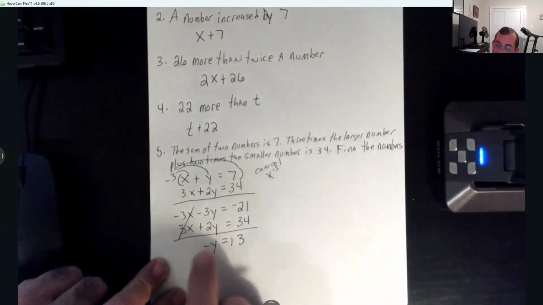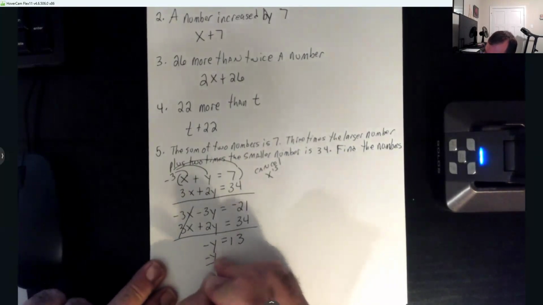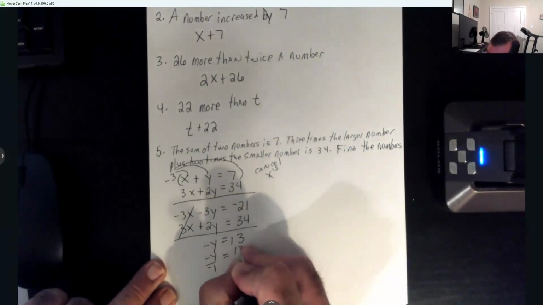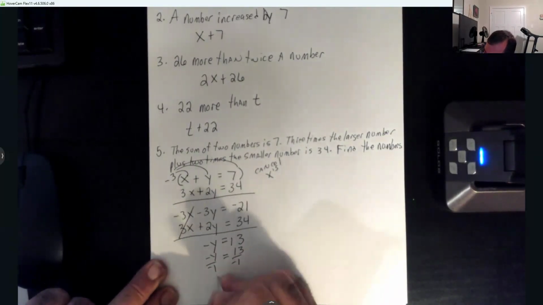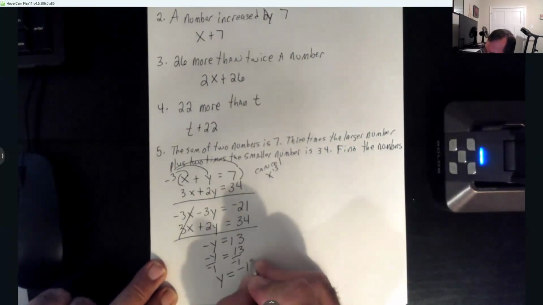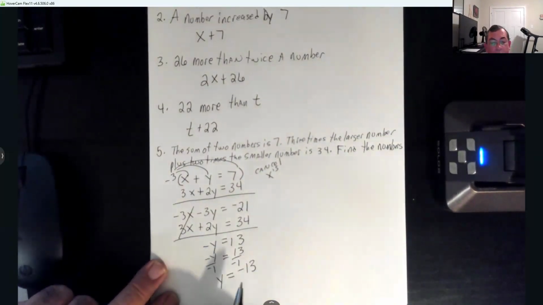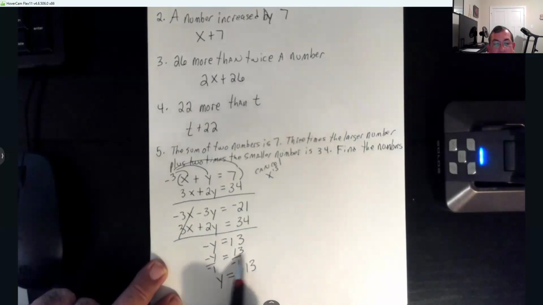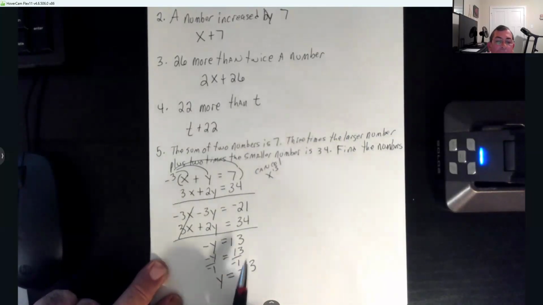So we need to make that positive. So y'all divide both sides by -1. So that I get a y. And then that's going to be what? A -13. So one of these two numbers is a -13.